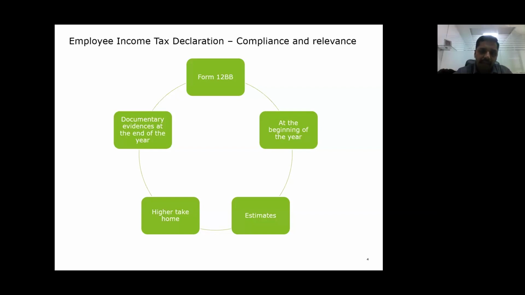At the end of the year, documentary evidence will be provided. Based on that, the actual liability will be calculated, and then the taxes, if there is any shortfall or excess, will be adjusted during the last couple of months.